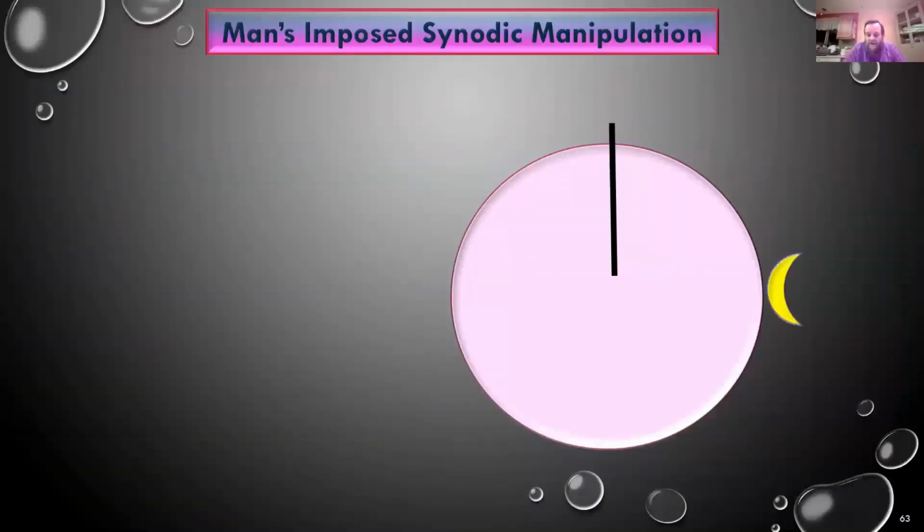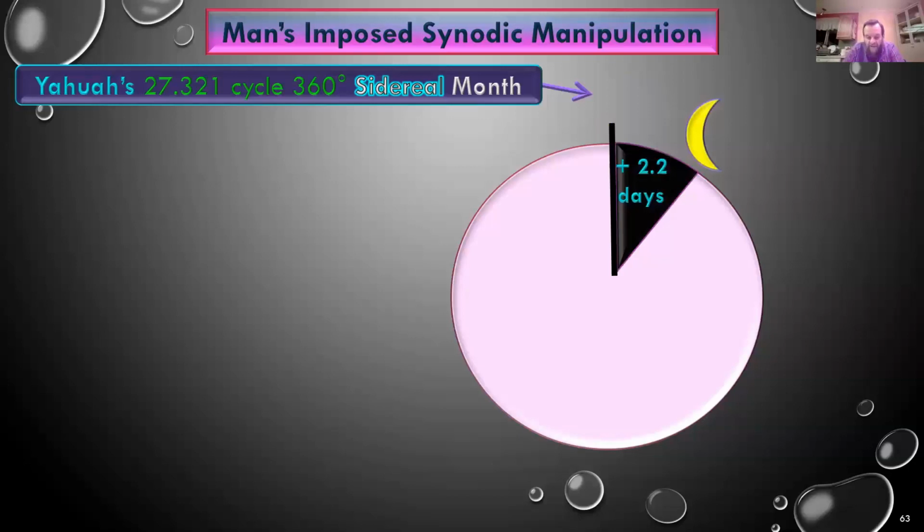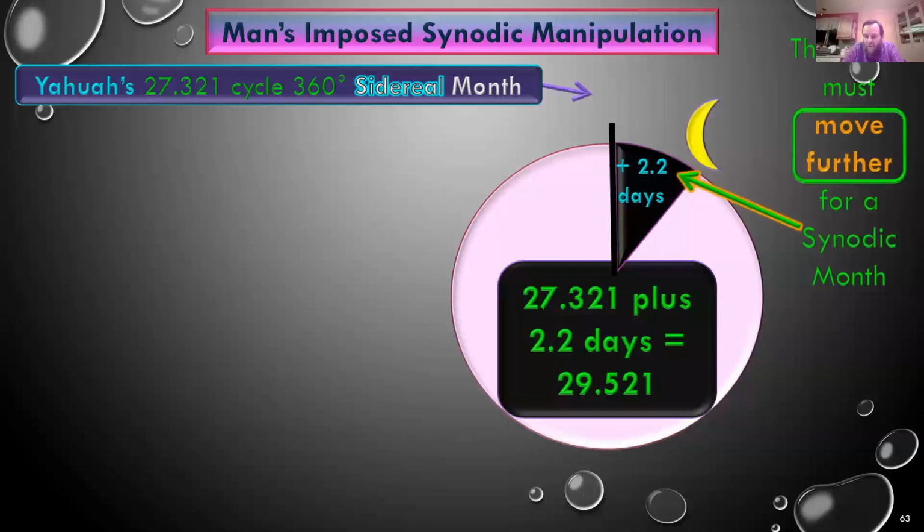Let's look at it in a picture format. There is Yahuwah's 27.321 cycle of 360 degrees. That is the sidereal month. Man has added 2.2 days where it must move a little bit further. The moon must move further for a synodic month. 27.321 days plus 2.2 days as declared by man equals 29.521 days. This is how come we see the claim statements that says the moon has a 29.5 day lunation. This is where it comes from.